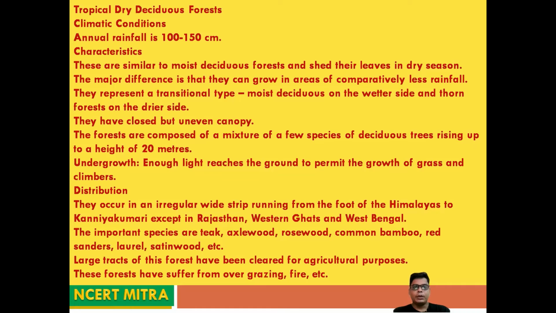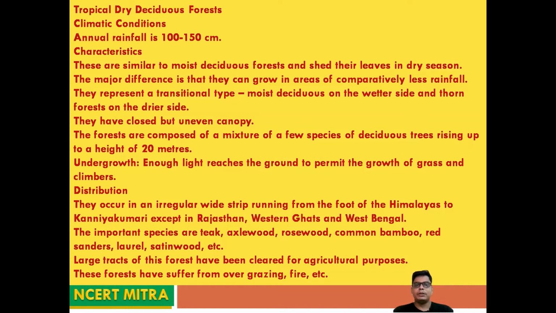Now, the tropical deciduous forest: the annual rainfall there is 100 to 150 centimeters. What are the characteristics? They are similar to the moist deciduous forest and shed their leaves in the dry season. So this you have to remember, that these can grow in areas with comparatively less rainfall.